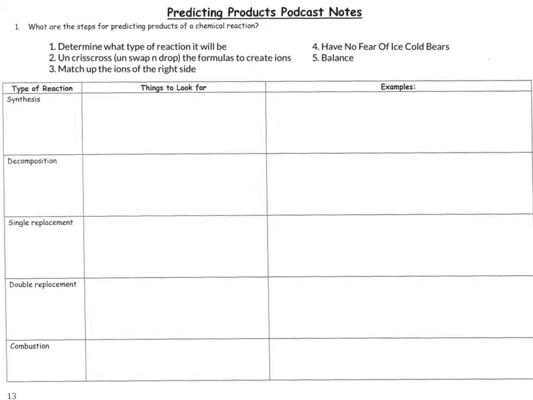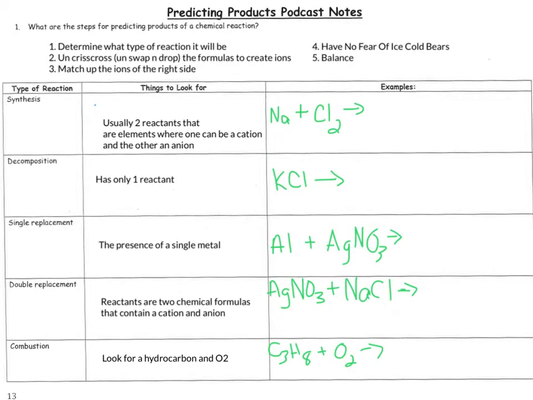And then you have to take into account, have no fear of ice-cold bears. If you're not sure what that is, I'm going to get to that in just a second. And then, of course, balance the chemical equation. So here are some helpful hints about the 5 types of reactions that we're learning and that you're responsible for, things to look for.